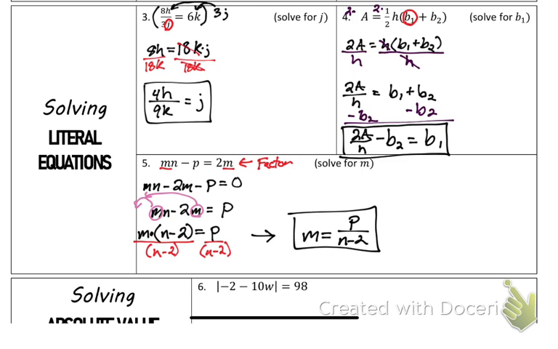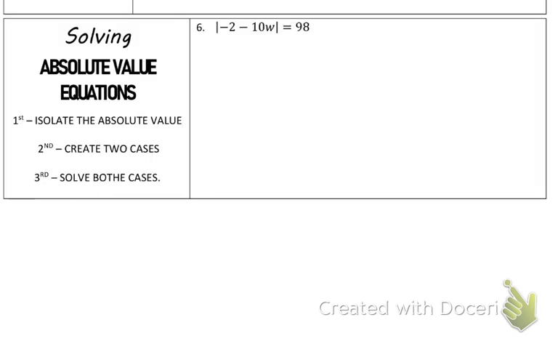All right, that's solving literal equations. The last thing we need to talk about is solving absolute value problems. Absolute value problems create more difficulty because we're actually solving two equations.